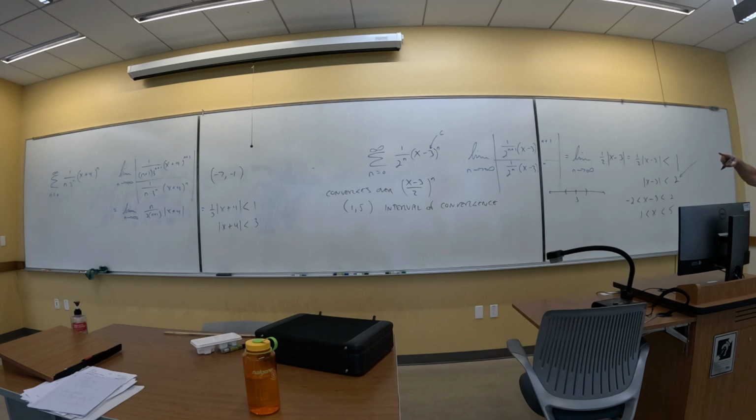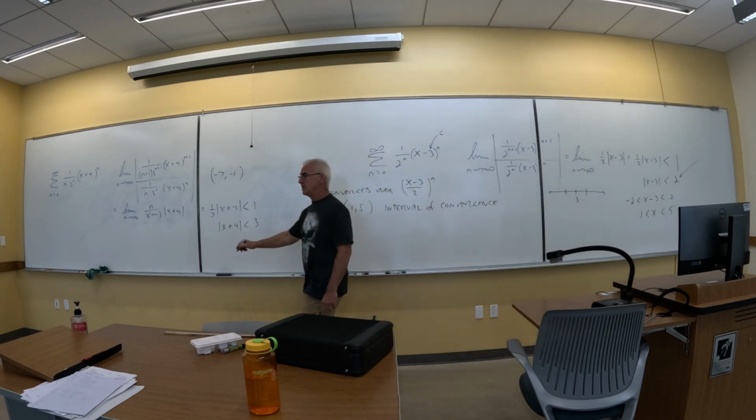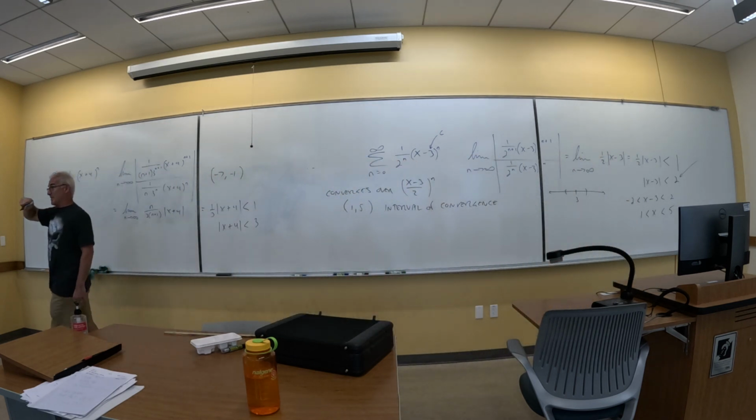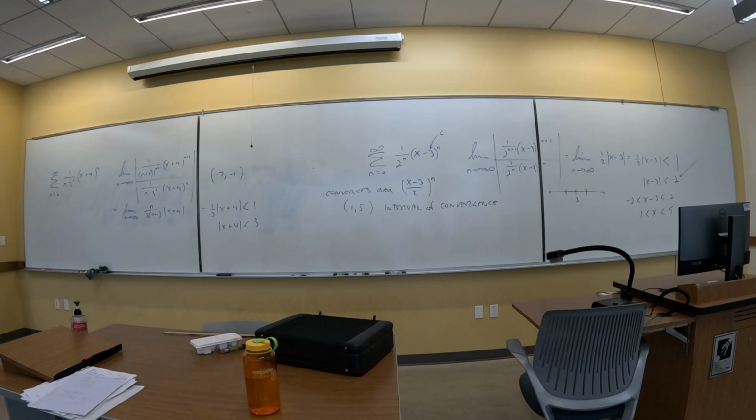Is this a geometric series? That problem right there, is that a geometric series? No, because of the n on the bottom. Now, it looks geometric. It's asymptotic to a geometric series, but it is not a geometric series. So why am I pointing that out? Because I may get convergence at the endpoints.